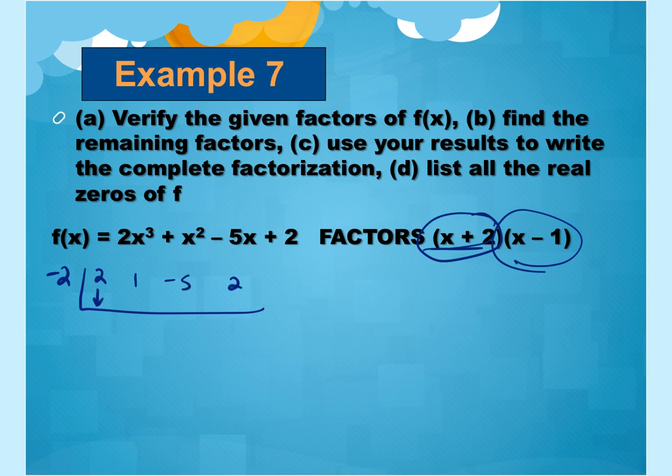I bring down the 2. I multiply it by what's on the outside. I add it. I multiply by what's on the outside. I add it. I multiply by what's on the outside. I add it. If that wasn't 0, I did something wrong. So that's verify the given factors. I just verified that one by showing the remainder 0.